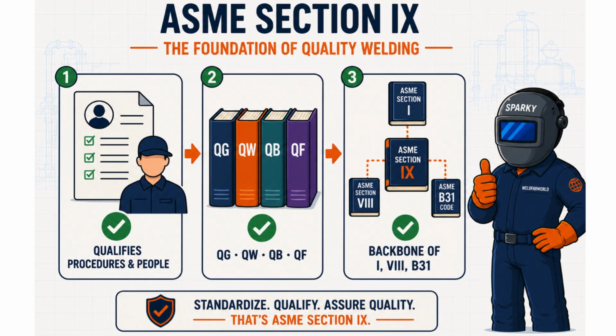So, to recap, Section 9 qualifies welding procedures and the people who use them. It's organized into four parts, QG, QW, QB, and QF. And it's the backbone that Sections 1, 8, and the B31 piping codes all lean on for their welding rules. Once you understand this basic structure, the rest of the code gets a lot less intimidating.